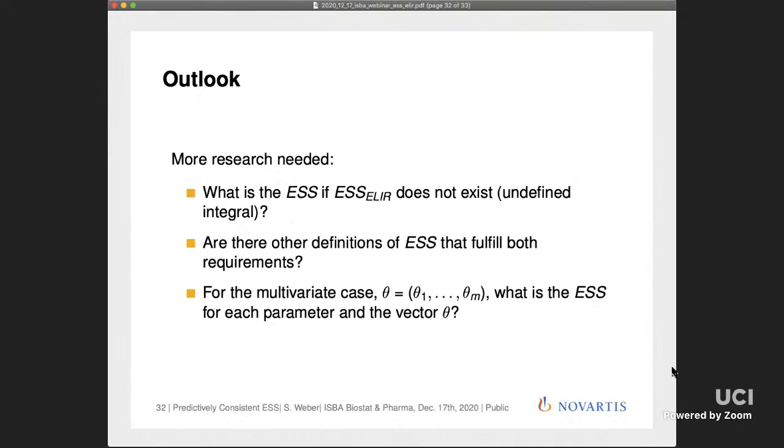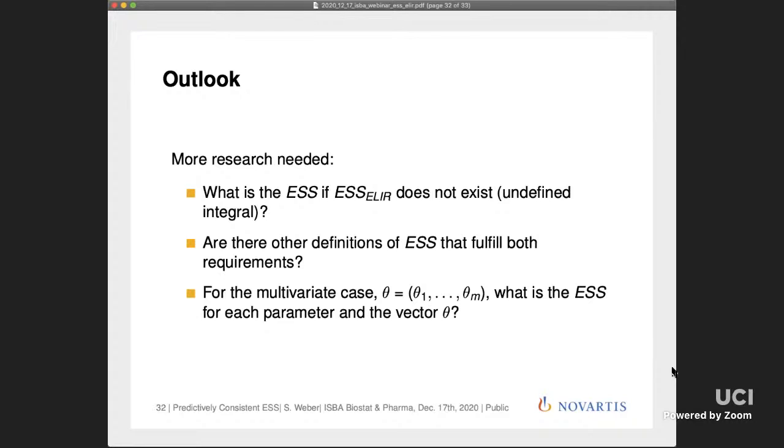In the future, some more research certainly is necessary to answer questions like, what is the ESS if the ESS ELIA does not exist because the integral is not defined? Are there other possible definitions of the ESS that fulfill the conjugacy and the predictive consistency requirements? We are really concerned about these requirements on the functional forms. So it could be something else, but so far we have only found a single definition. And certainly a broad, still open field is the multivariate case. When you have an entire vector of parameters, then things get, from my view, relatively messy and not so simple, because it's not clear anymore what you would be aiming for.